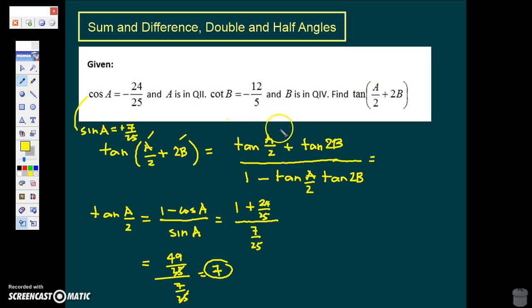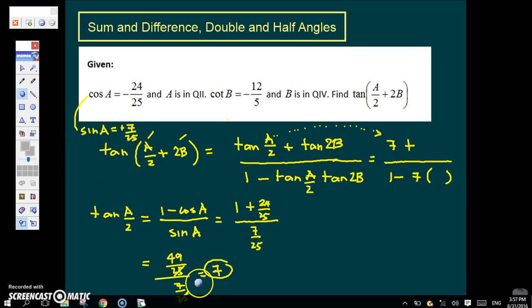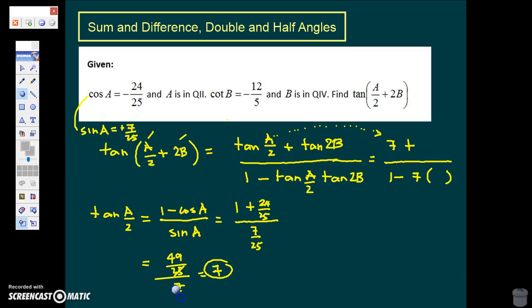So now we have this, tan A over 2. Let's write it here. This is 7, plus tan 2B, we'll do later. Tangent A over 2 is 7, and then tan 2B, we will do it later. So remember, tan A over 2 is 7. We'll be having tan 2B next. Okay, so I'll just erase part of my solution.